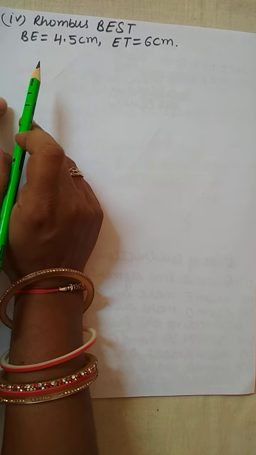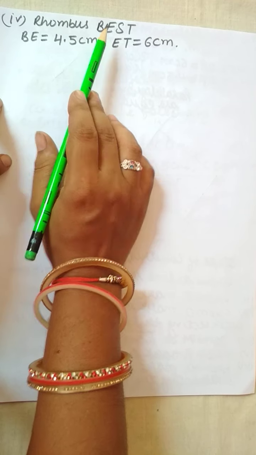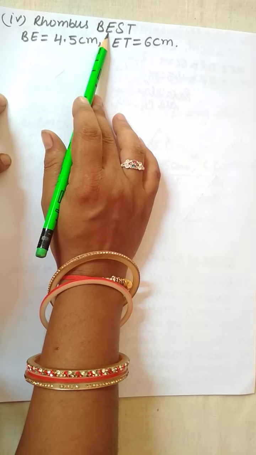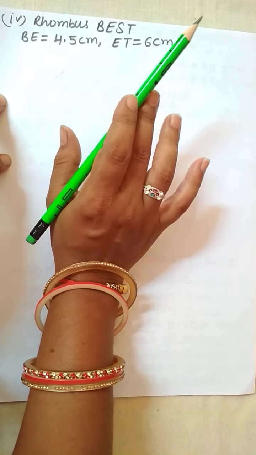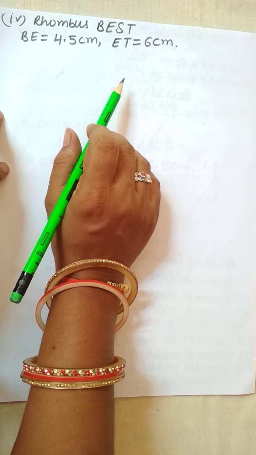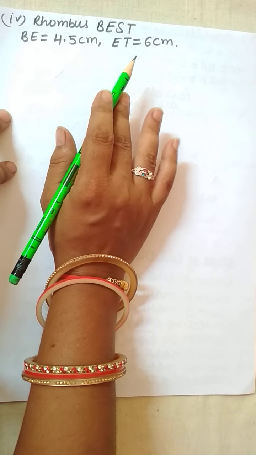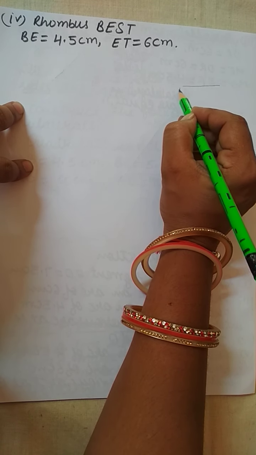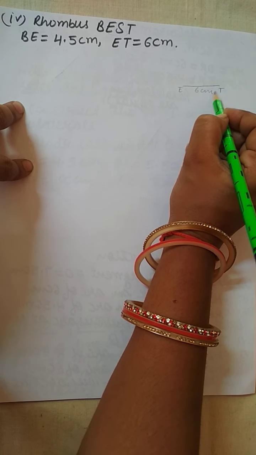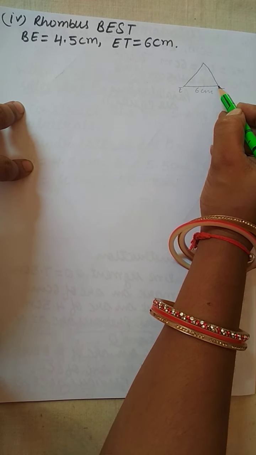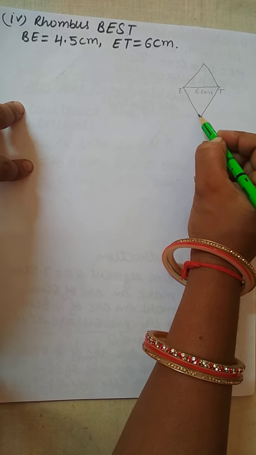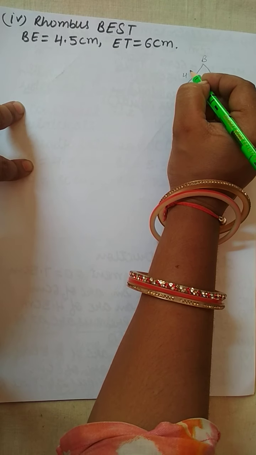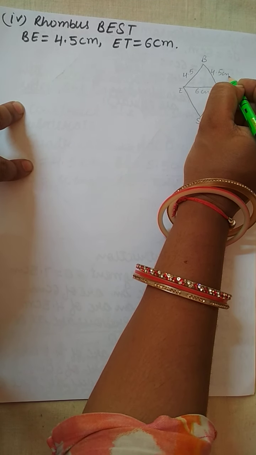Next one is to construct a rhombus BEST in which one side, that is BE, is 4.5 centimeter, and ET is the diagonal. This is equal to 6 centimeter. And we know that all the sides of the rhombus are equal. So here I will draw the rough diagram for this. This is the diagonal ET, 6 centimeter, and these are the sides to be constructed like this, as it is BEST. All these sides are 4.5 centimeter.